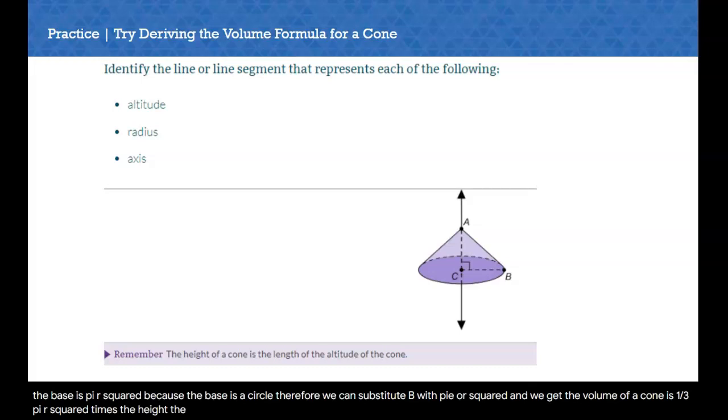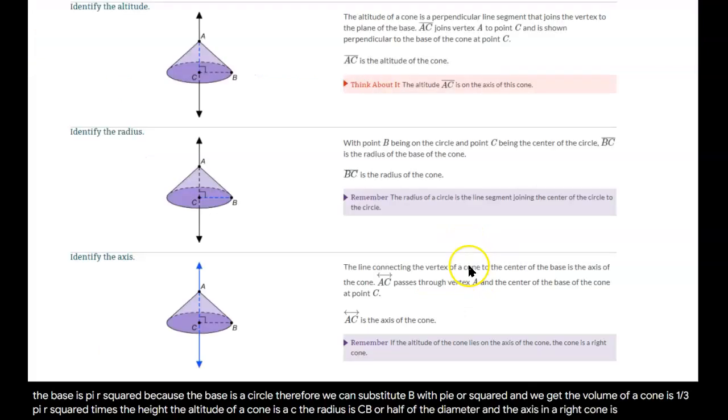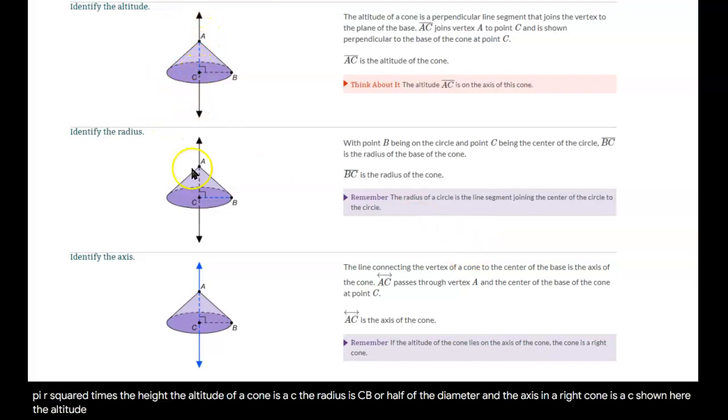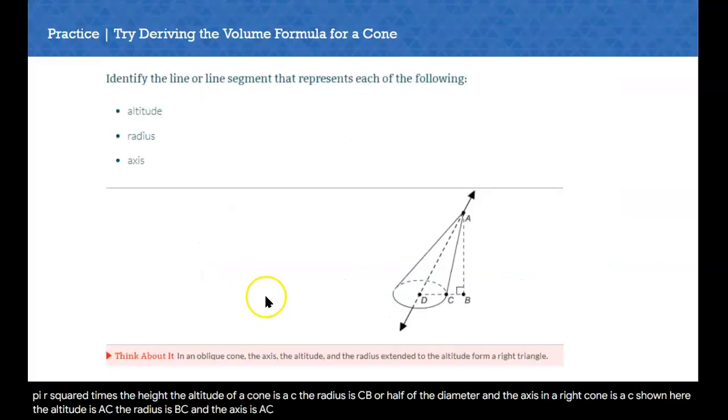The altitude of a cone is AC. The radius is CB, or half of the diameter, and the axis in a right cone is AC, shown here. The altitude is AC, the radius is BC, and the axis is AC.